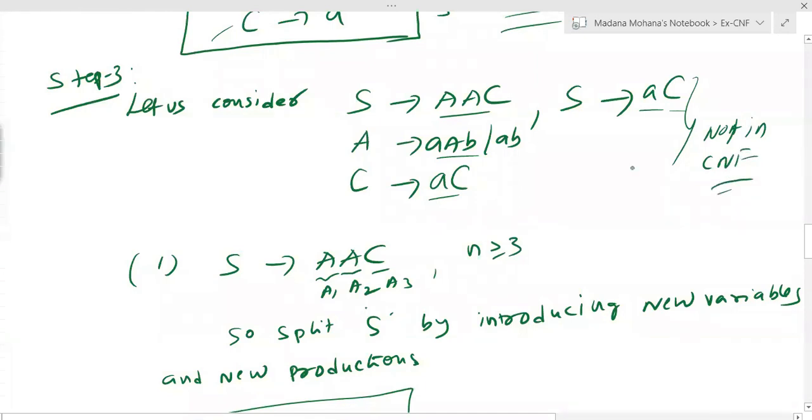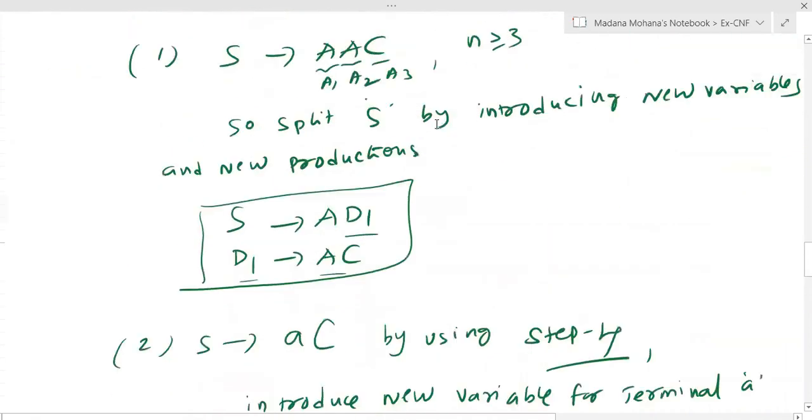So you can apply rule 3, step 3 or step 4, whichever is applicable. First, let us take S derives A1 A2 A3, here you can see it is in the form of step 3, where n is greater than or equal to 3. Three variables are there. By using step 3, what you have to do? Split S by introducing new variables and new productions.